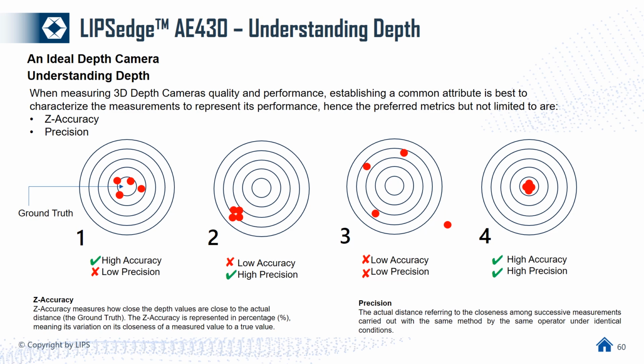In the second chart, the precision is high as all targeted measurements have a high concentration on the same spot. Nevertheless, they are far from the targeted distance measurement, which results in a very low accuracy.